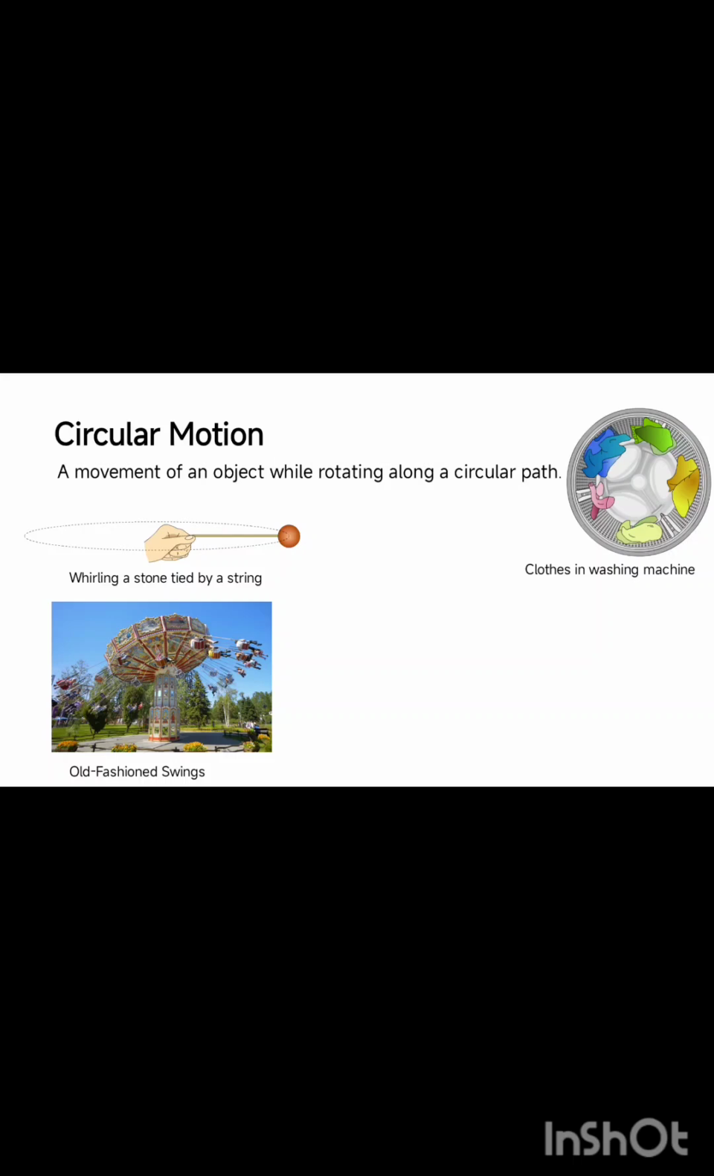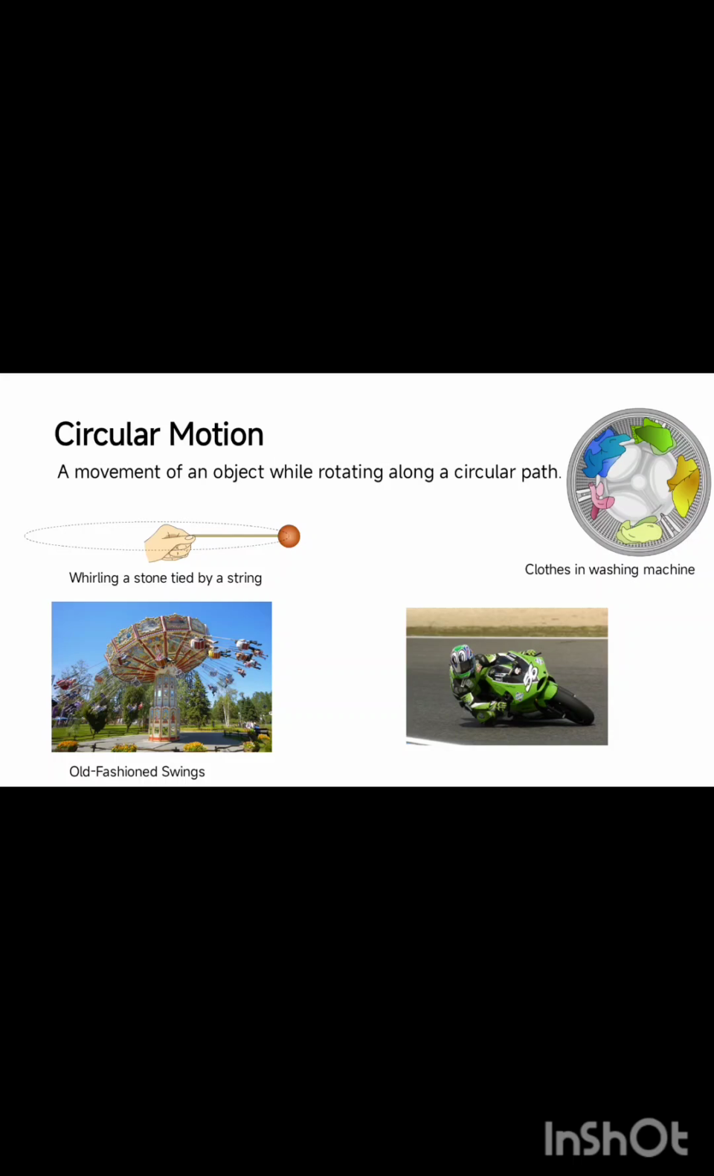The old fashioned swings that are present in the parks, and a bike, a motorcycle, or some type of vehicle which is moving along a curved path. If we look at a curved path, the curved path is a part of a circle. So we can say that anything which is moving in a curved path, even if it is not a complete circle, is also a type of circular motion, because a curved path is a part of a circle.